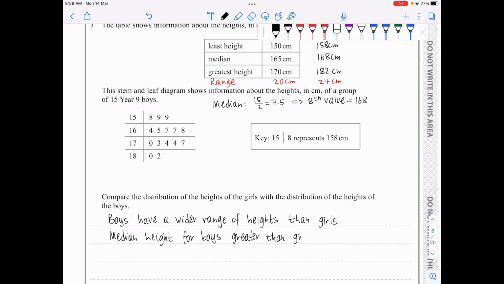It's actually a good idea to quote the exact numbers. So when I talk about range, I'm gonna say 24 centimeters versus 20 centimeters, and 168 centimeters versus 165 centimeters. So that makes my comparison clear.